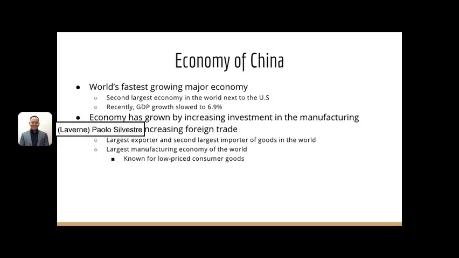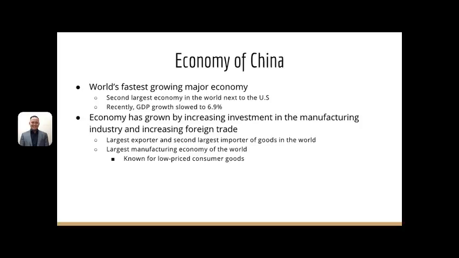The economy of China is the world's fastest major economy. It is second in the world after the United States. Recently, the GDP growth slowed down to 6.9%. China's economy has grown by increasing investment in the manufacturing industry and increasing foreign trade. It is the largest exporter and the second largest importer in the world. The country has been the world's largest exporter since 2009. China not only is the world's largest exporter, it is the world's largest trading nation as measured by the sum of exports and imports, having replaced the United States for the first time since 2014.